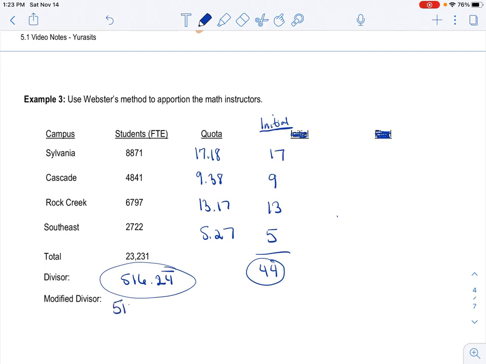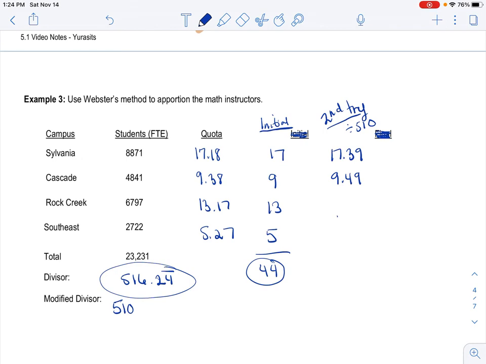So what I'm going to try is 510. So let's do a second try, dividing by 510. In Excel or your calculator, I'm going to do 8871 divided by 510. And I get 17.39. All right. 4841 divided by 510, 9.49.